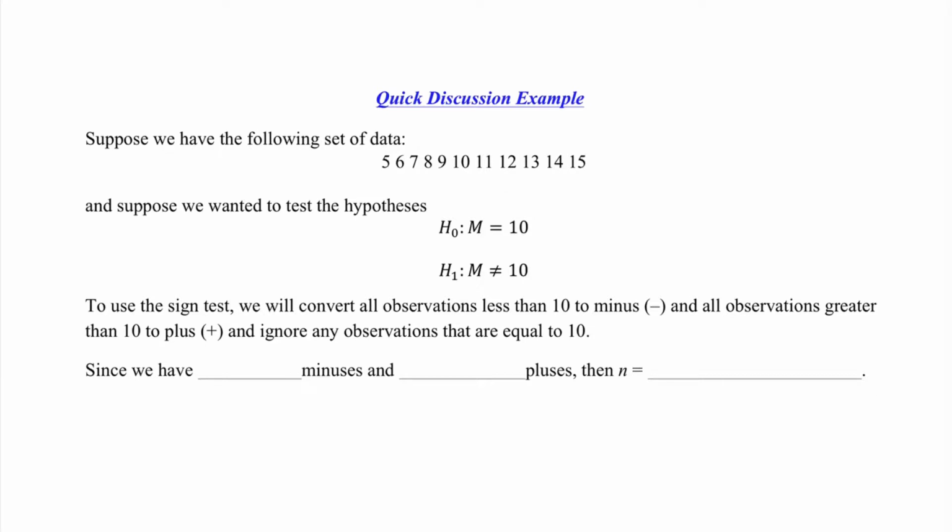Looking at our data, we've got the values 5, 6, 7, 8, and 9 that are less than 10, and that means those would be our minuses. So we would have 5 minuses. And since our data is in ascending order, we can go to the other side of 10, and we've got 11, 12, 13, 14, and 15 that are all values greater than 10, which means we've got 5 pluses as well. Remember, we need to ignore any observations that are equal to 10, and we have one value of 10 itself. Ignoring that value and instead just looking at the pluses and minuses, we have 5 minuses and 5 pluses, so our sample size is 10.